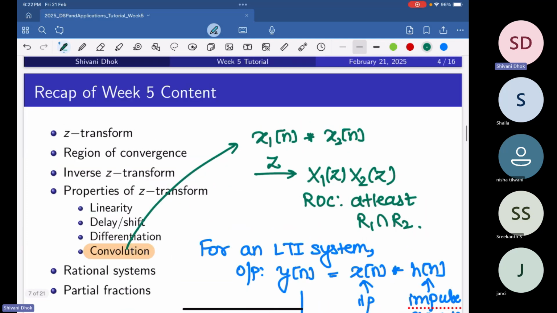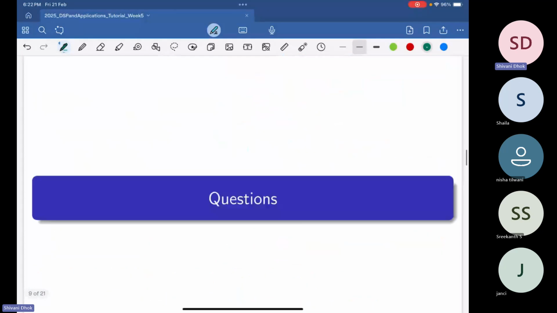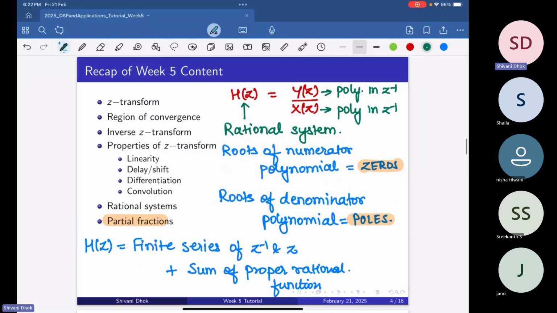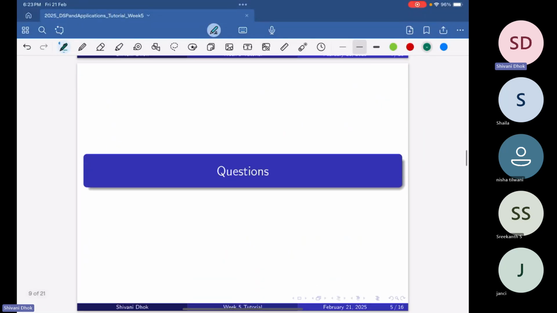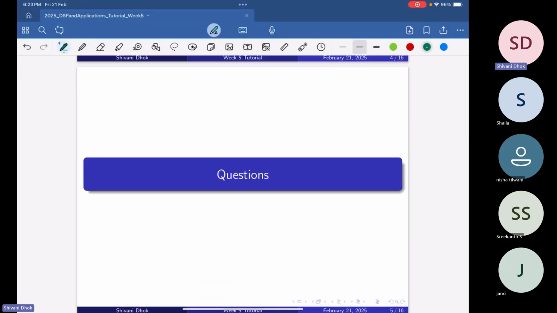So that's all about the recap. If you have any questions regarding any of these concepts, then let me know. Otherwise, I'll move on to the examples that I wanted to cover today.